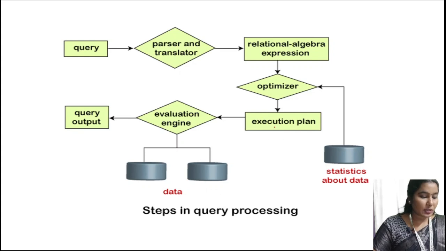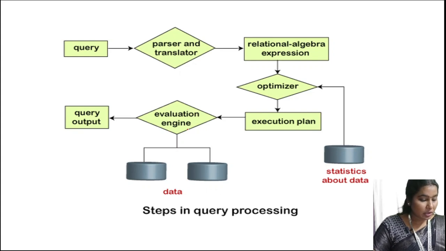So here the execution plan is a set of instructions that tells the database how to perform each operation step by step. Here, scan the employee table, filter rows where salary is greater than 10,000, and return only the employee name column, right? The next one is the evaluation engine.